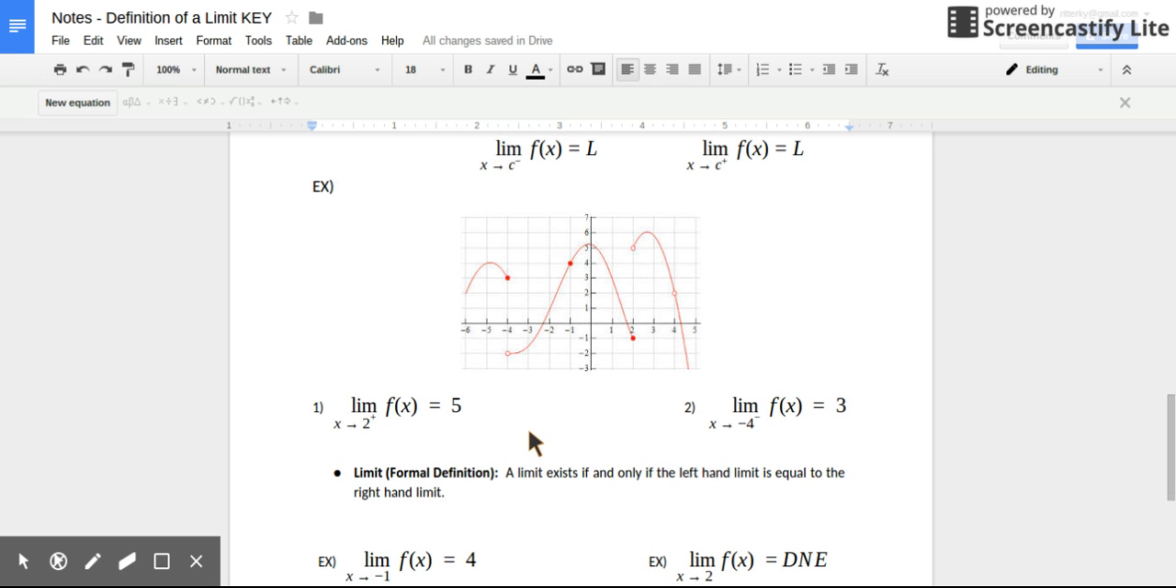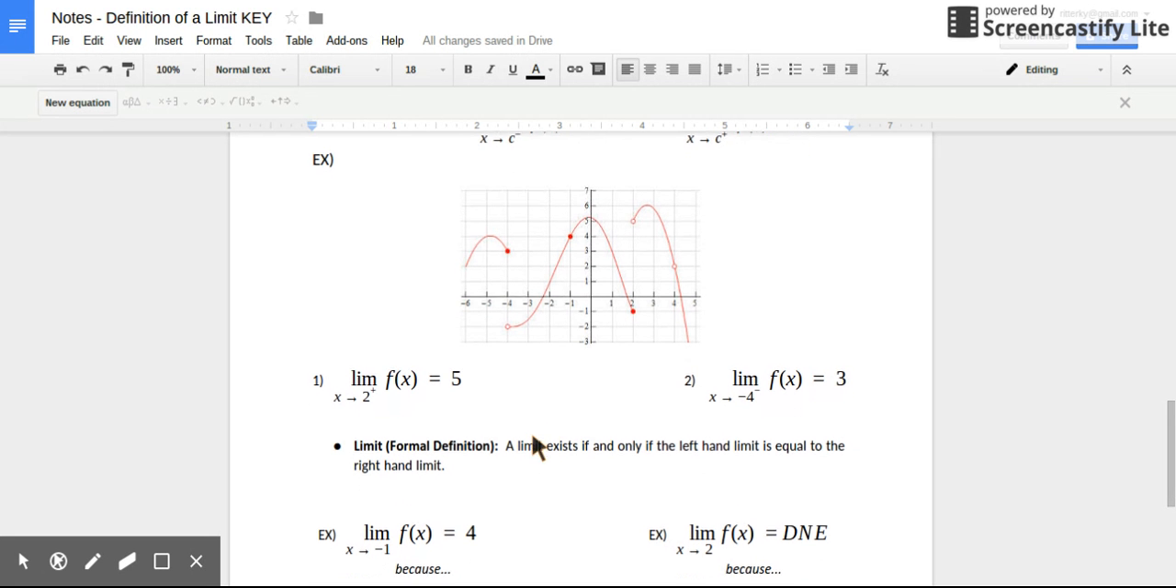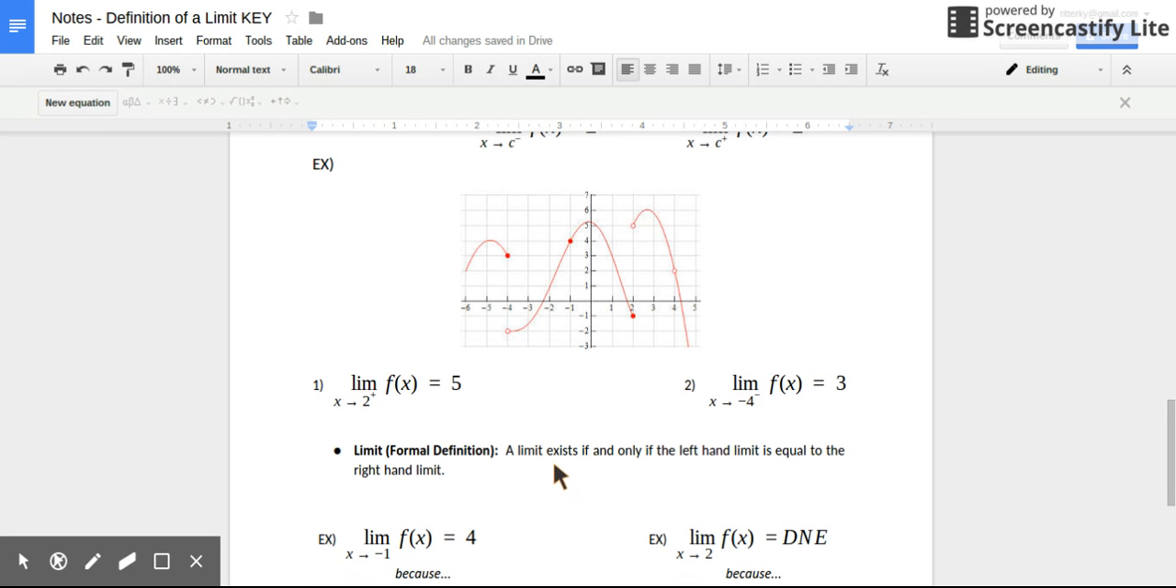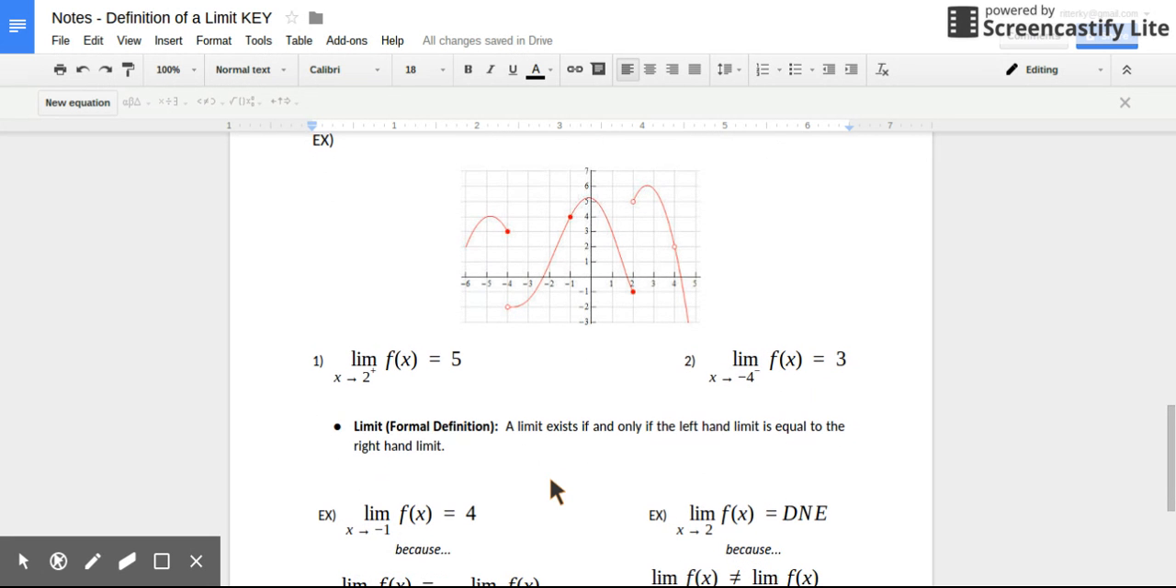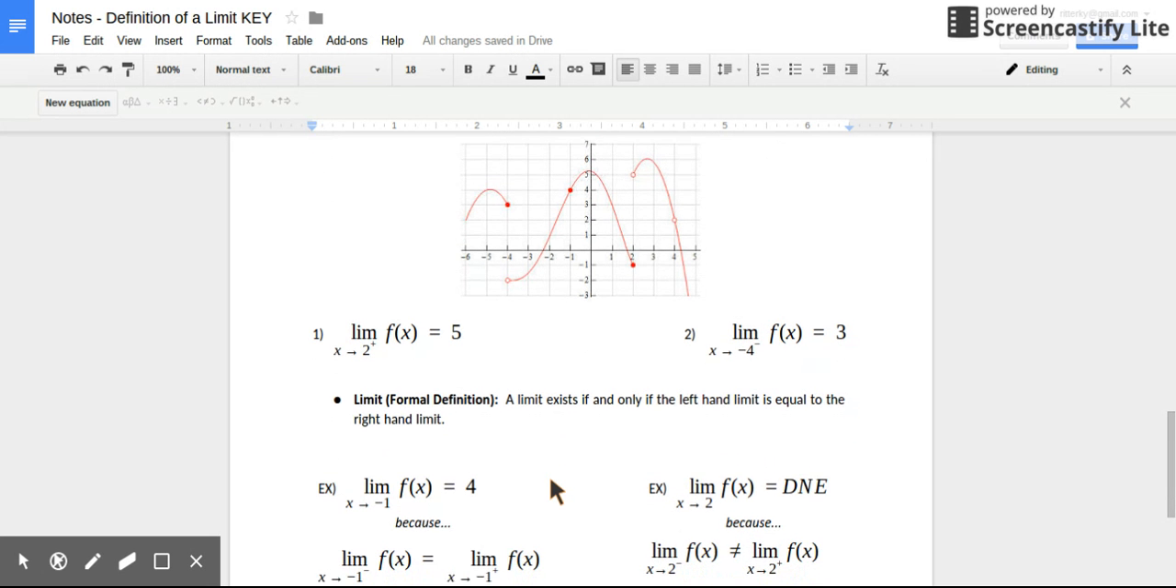So that brings us to the formal definition of a limit, which says that the left-hand limit and the right-hand limit both have to be approaching the same value, or they both have to be equal. And that is when we have a true limit, not just a one-sided limit, but a both-sided limit. So let's see why we have a limit and why we don't have a limit sometimes.